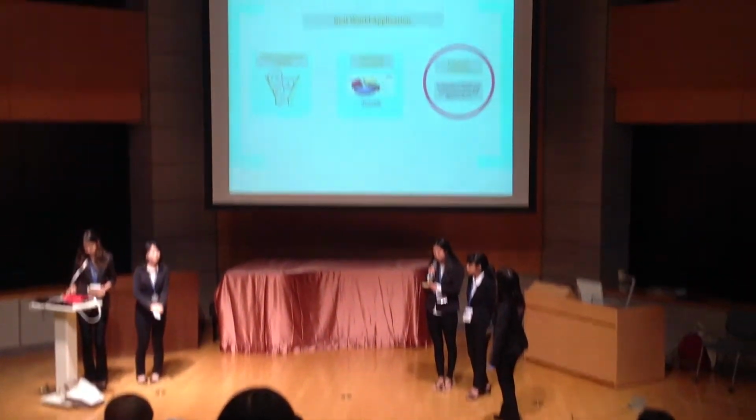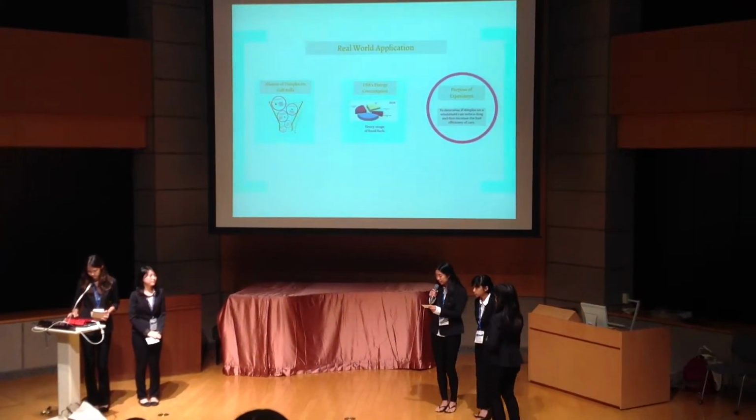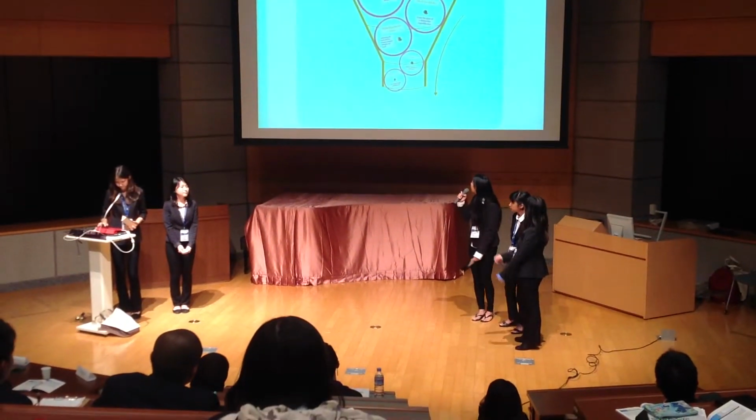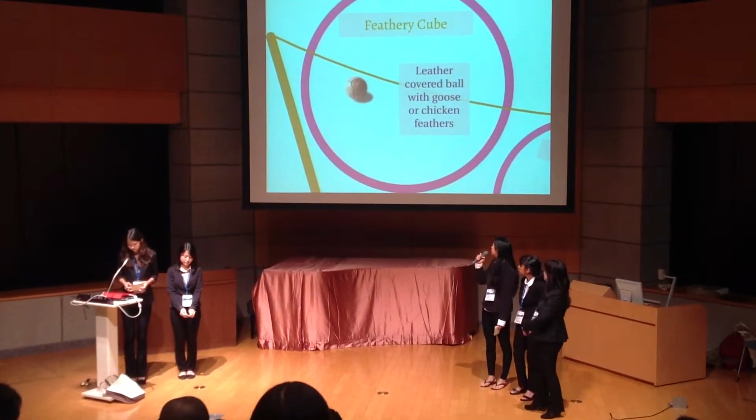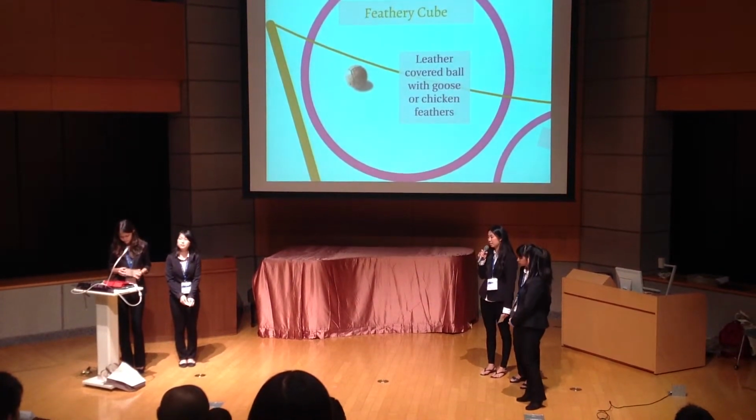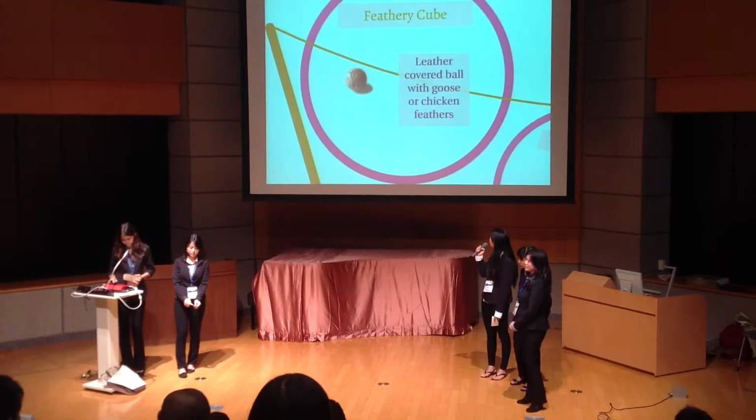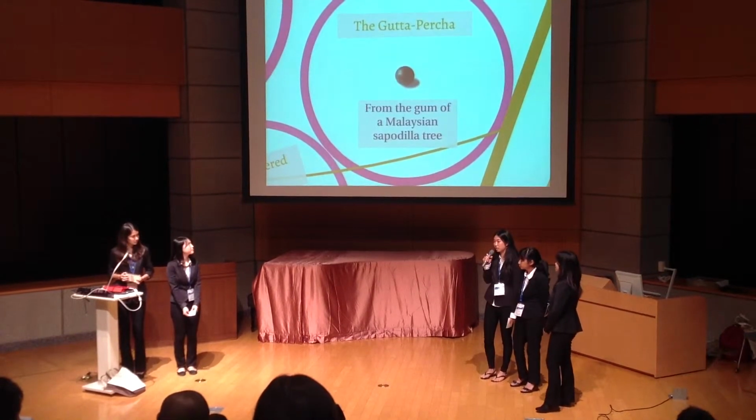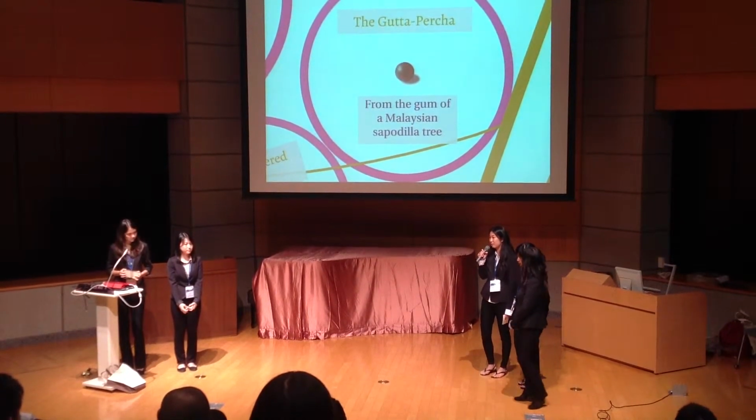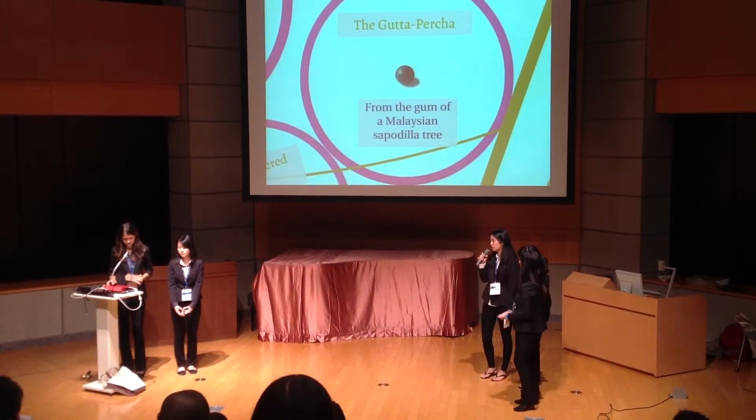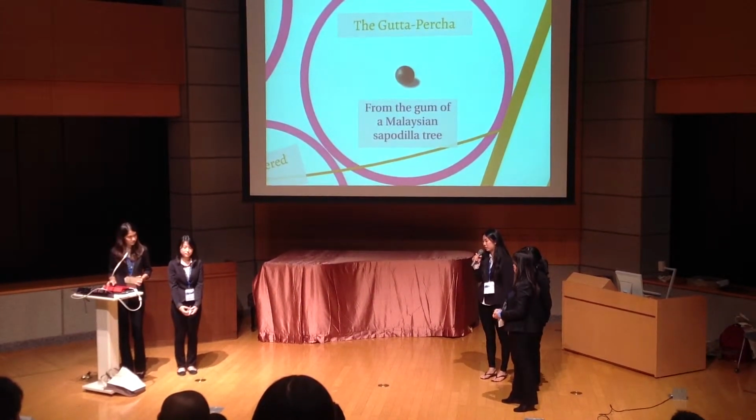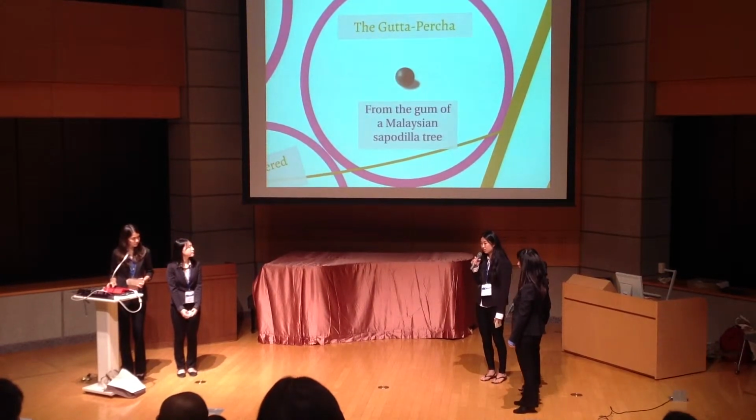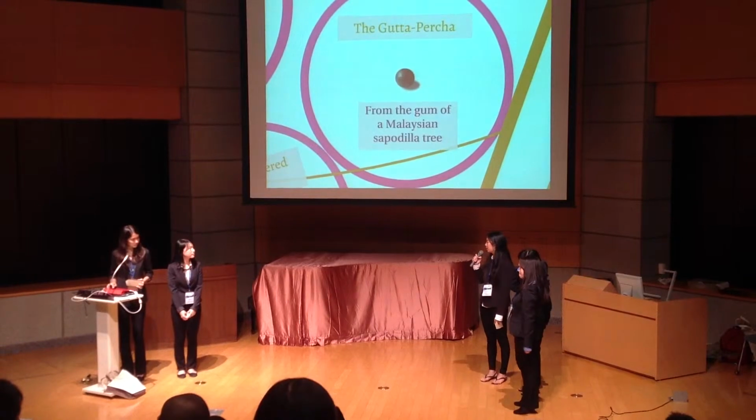Since we dimpled a car's windshield, we decided to research the history of dimples on a golf ball because that is where we commonly find dimples. The first golf ball made was the feathery cube, which is a leather-covered ball that is stuffed with goose or chicken feathers. The next type of golf ball that was made was the gutta percha, made from the gum of the Malaysian sapodilla tree. This ball was a smooth ball, and after a few uses, however, it became dented and nicked. This did not slow the golf ball down. Instead, it went farther than it normally did.